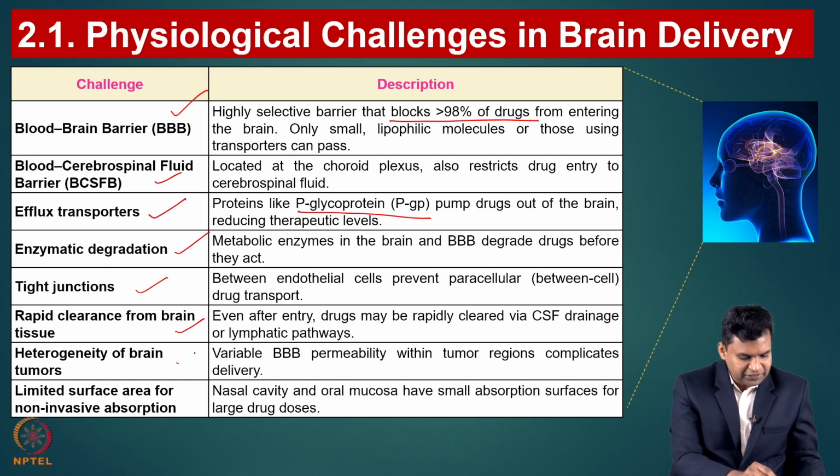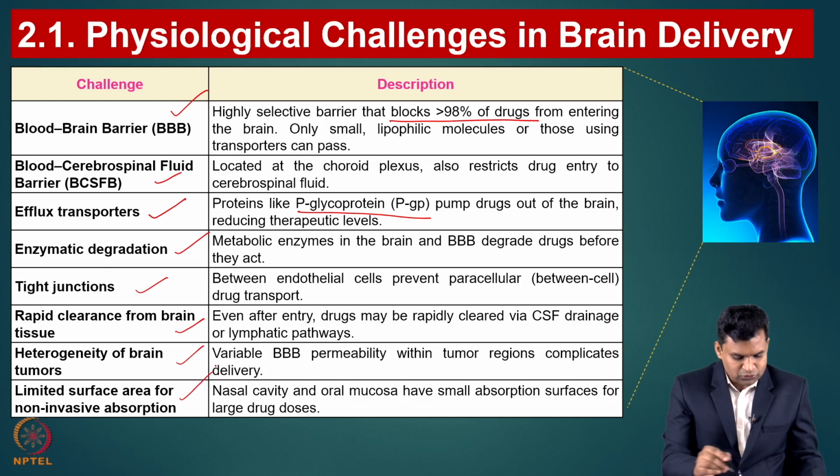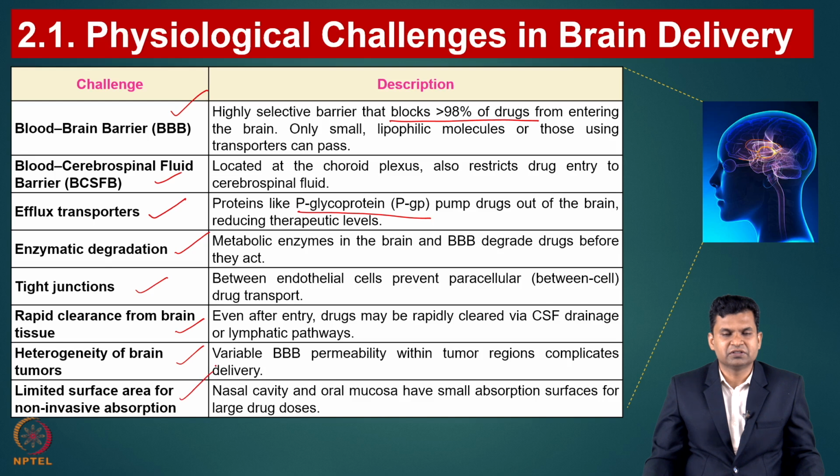Then there is the heterogeneity of brain tumors. The changes which happen in the tumor cells also make the targeting very critical. And of course, we can also do various types of nose to brain delivery, but the surface area is very small, so large doses are not suitable for this targeting.